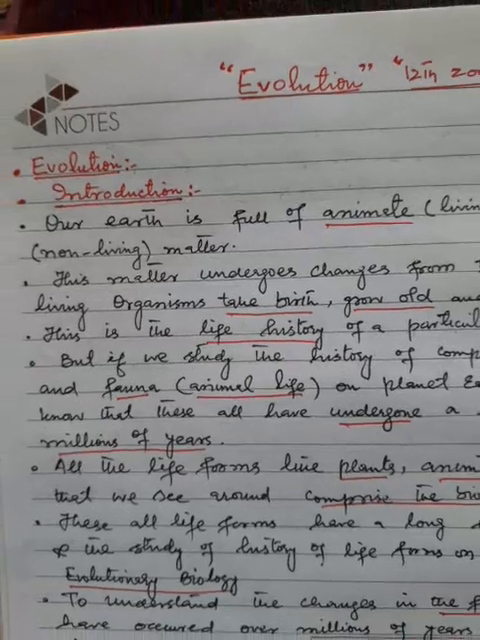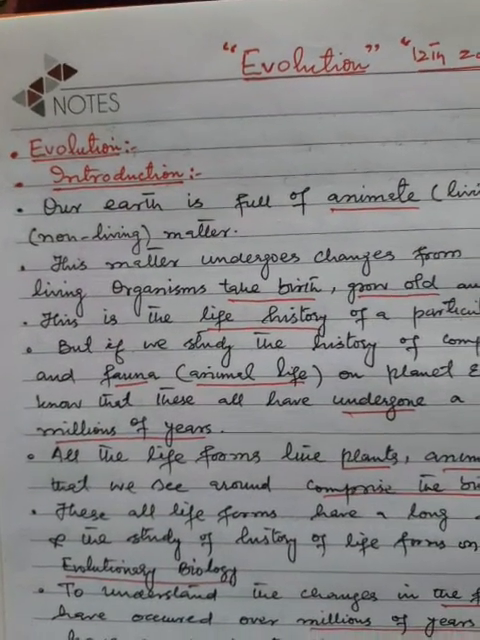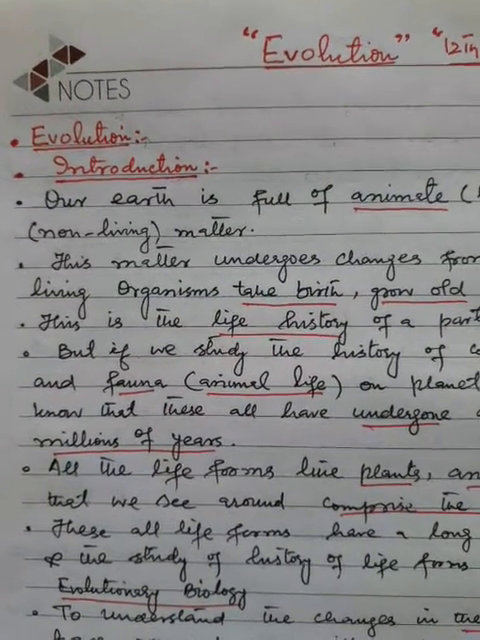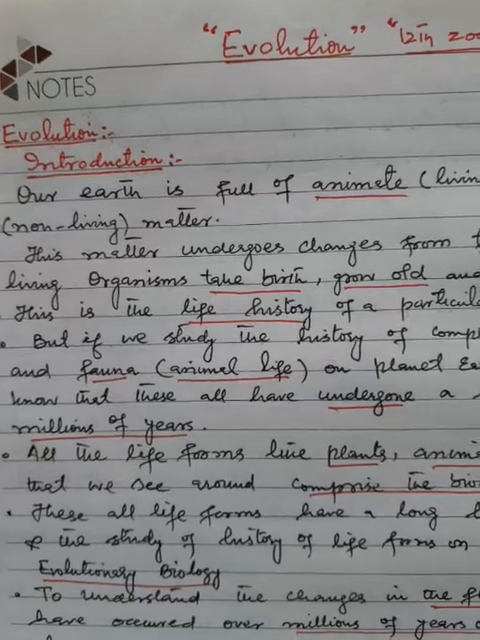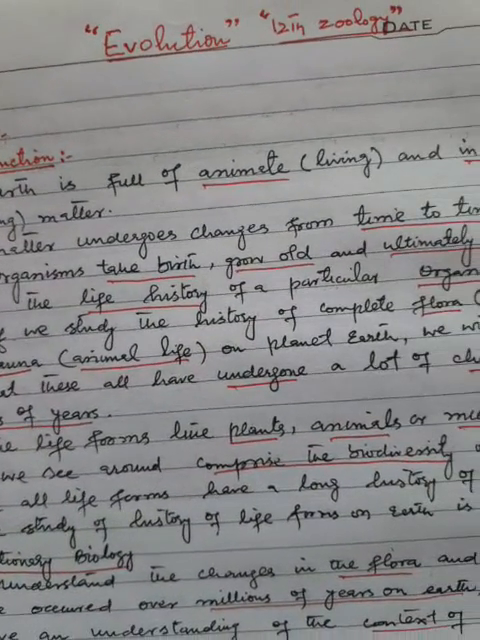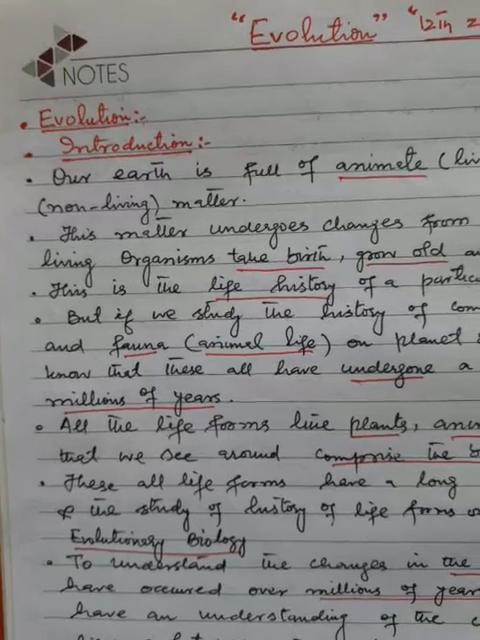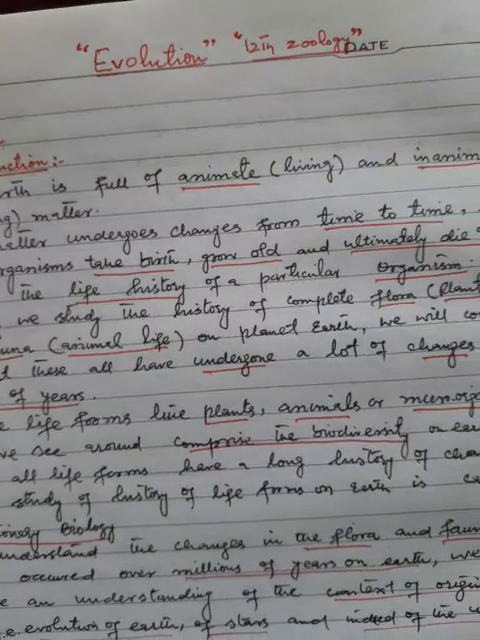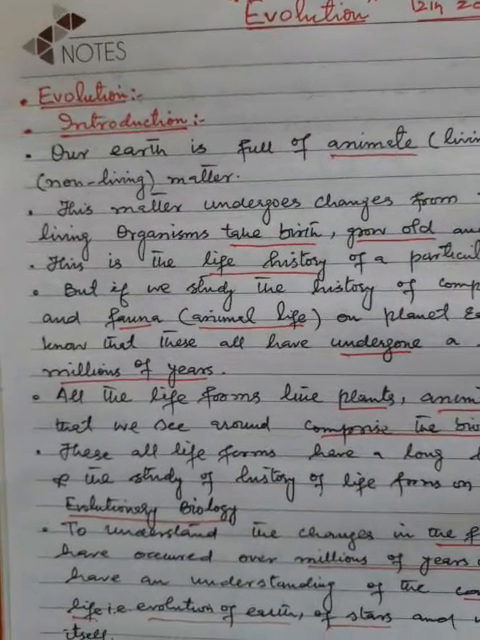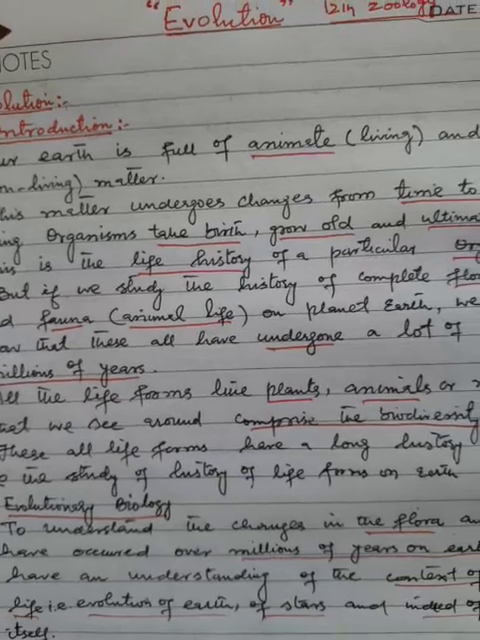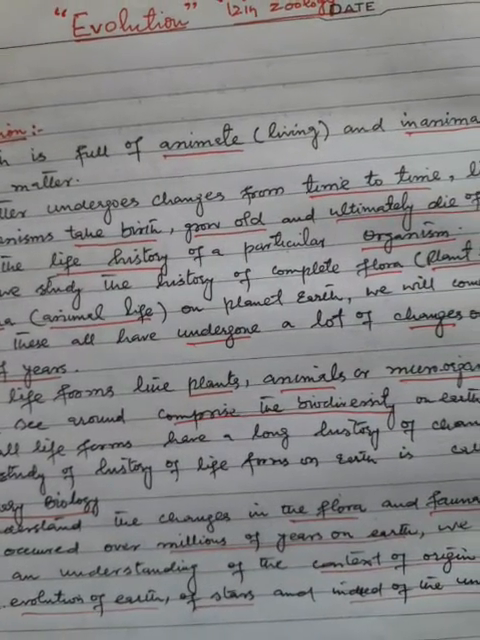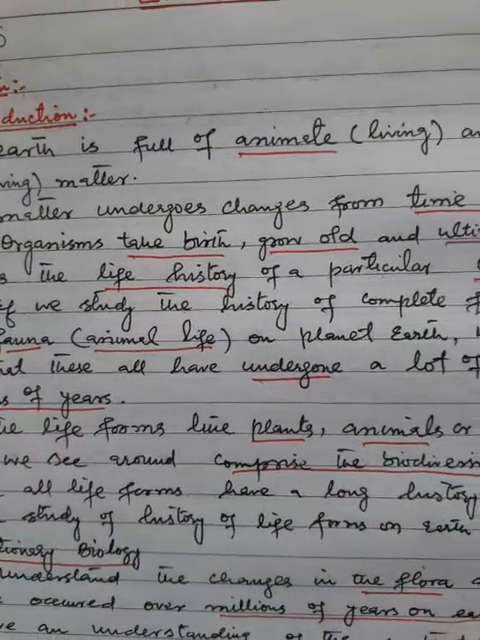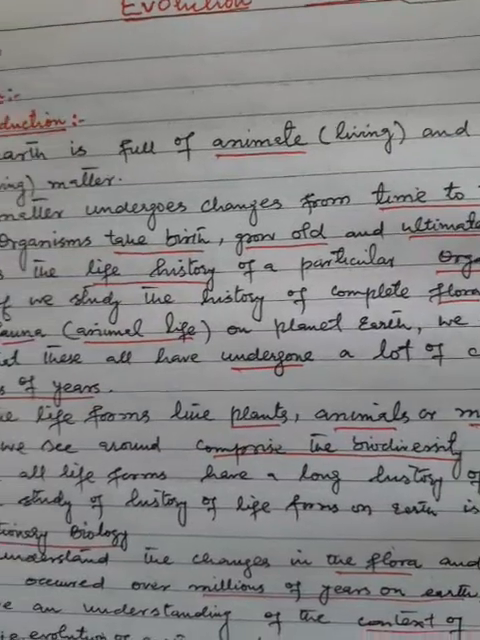Hope you are fine. Today is our offline class from the chapter Evolution. Evolution, let's have its introduction first. Our earth is full of animate, that is living, and inanimate, that is non-living, matter. This matter undergoes changes from time to time, like living organisms take birth, grow old, and ultimately die off. This is the life history of a particular organism.